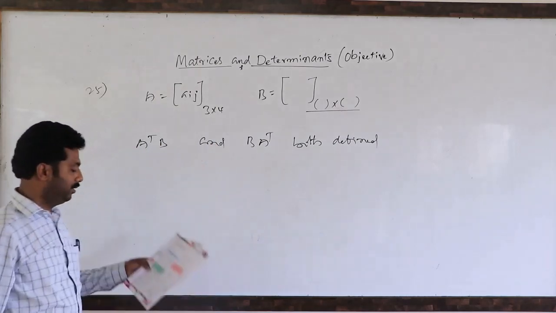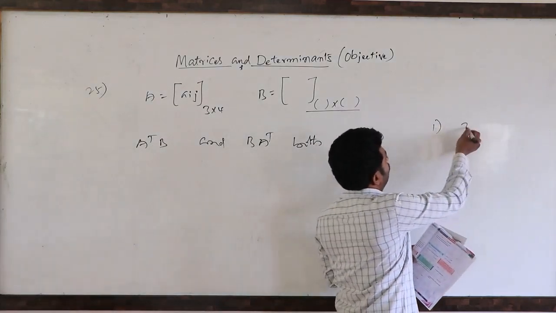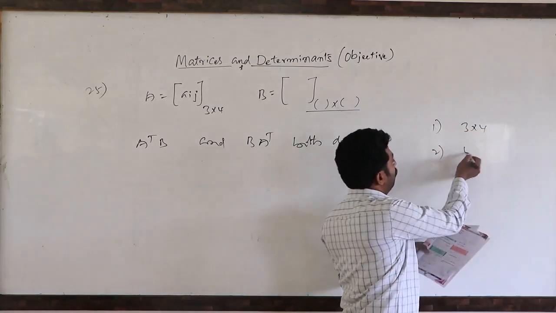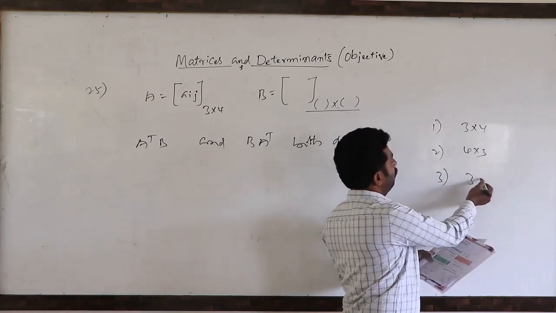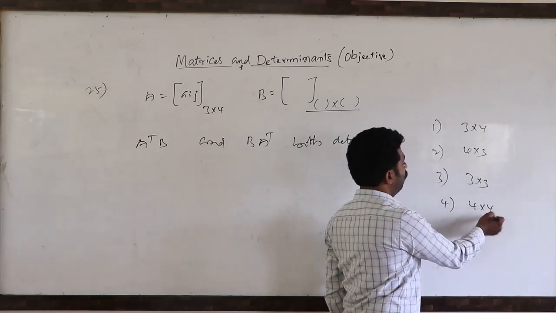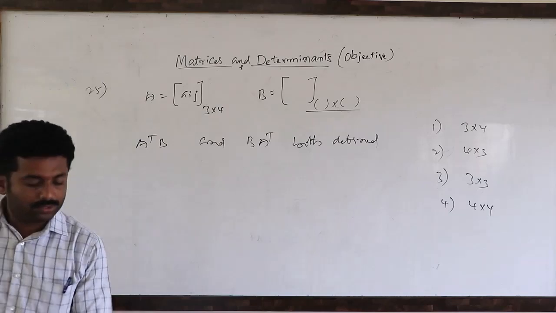They are asking this question. The options: first option is 3 by 4, second option is 4 by 3, third option is 3 by 3, fourth option is 4 by 4. Which one is the correct option? We have to see.